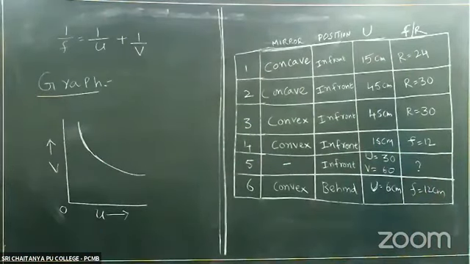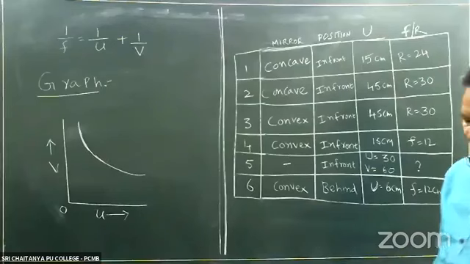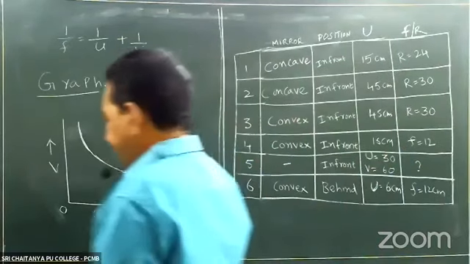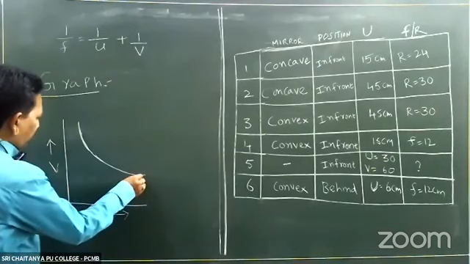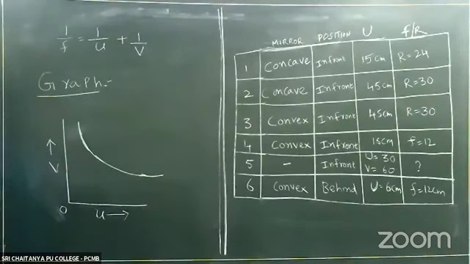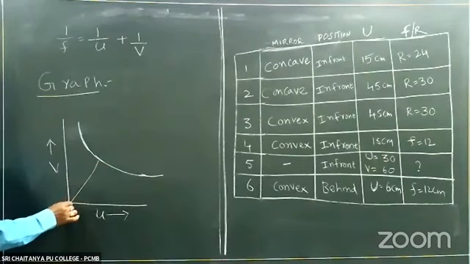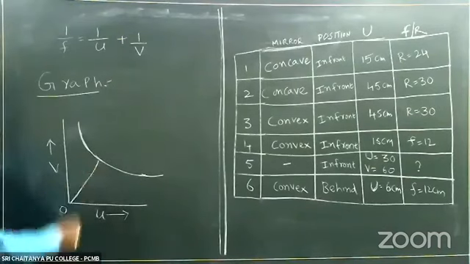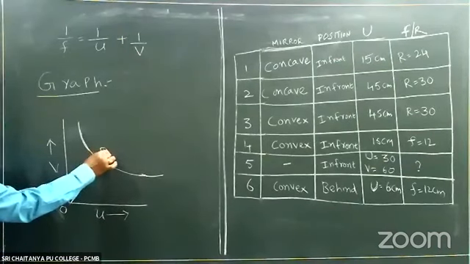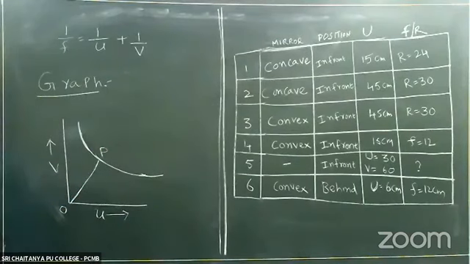So from the graph, we have to calculate the focal length of the mirror. It is there in the practical examinations also. Let us draw a perpendicular line from the origin onto the graph, a perpendicular bisector from the origin. Let it intersect the curve at point P. We want to know the coordinates of P.